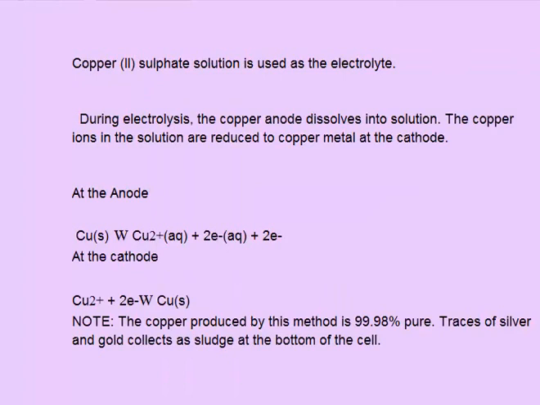During electrolysis, the copper anode dissolves into solution. The copper ions in the solution are reduced to copper metal at the cathode. The equation at the anode is, note that the copper produced by this method is 99.98% pure. Traces of silver and gold collect as sludge at the bottom of the cell.